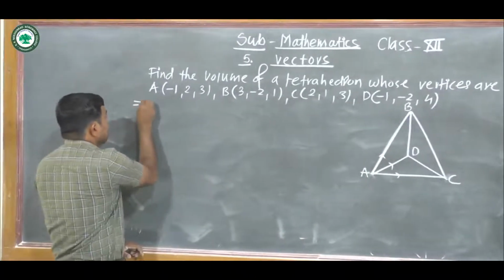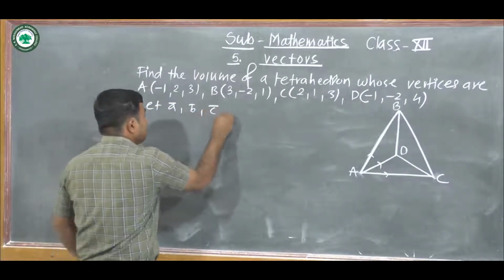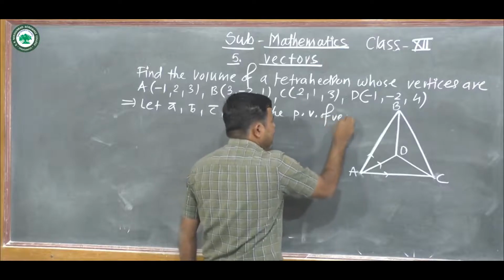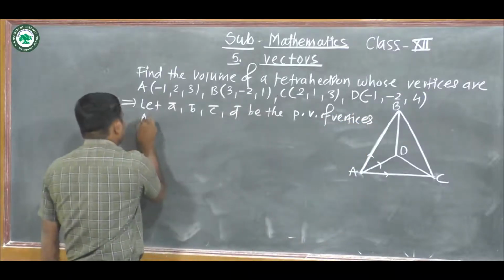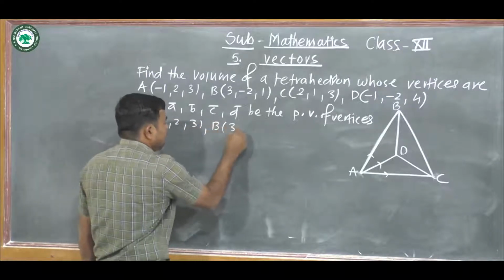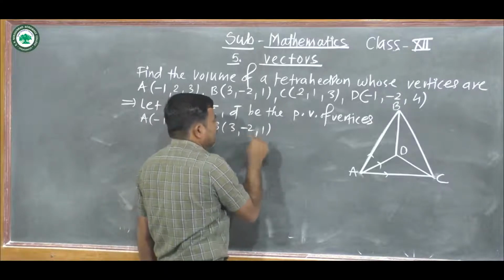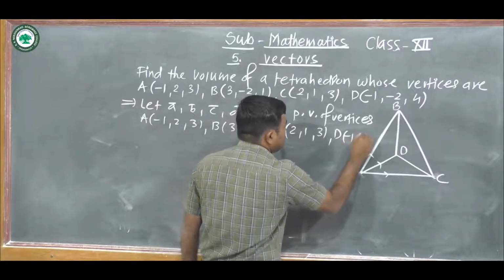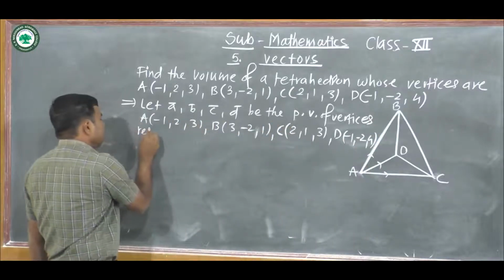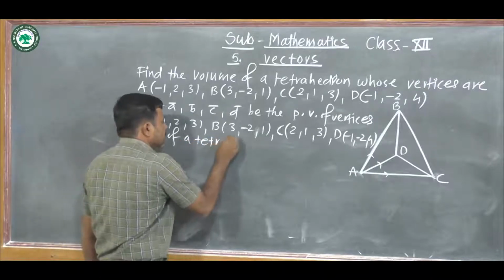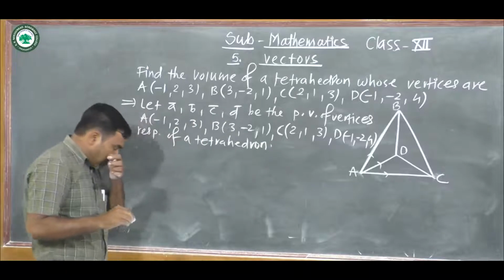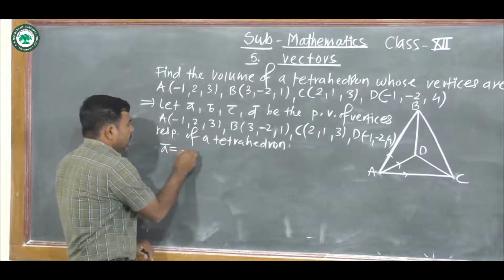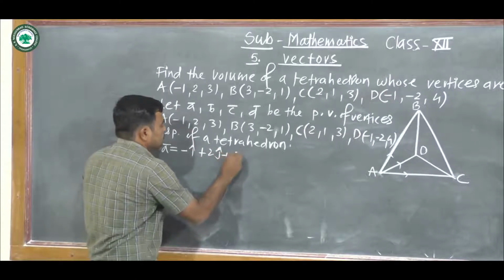Now let a bar, b bar, c bar, d bar be the position vectors of the vertices A(-1, 2, 3), B(3, -2, 1), C(2, 1, 3) and D(-1, -2, 4) respectively of the tetrahedron. A bar is the position vector of point A. Point A has coordinates -1, 2, 3. So A bar is -i cap plus 2j cap plus 3k cap.